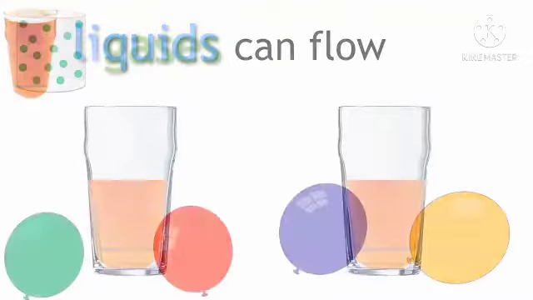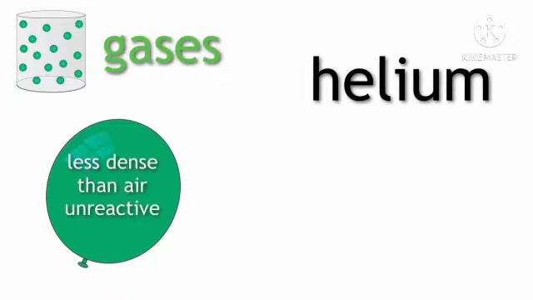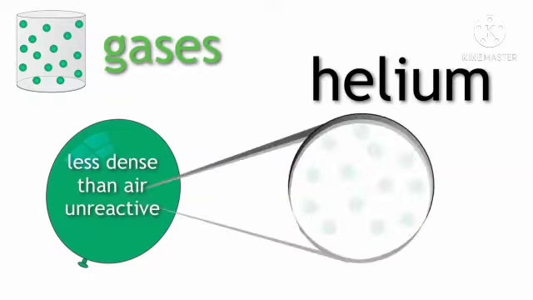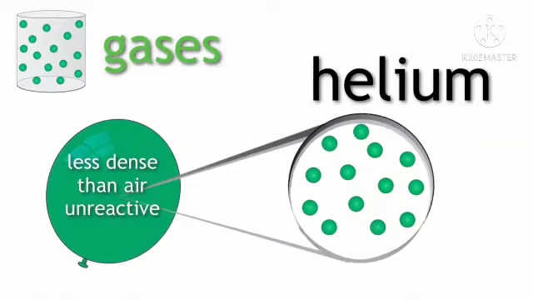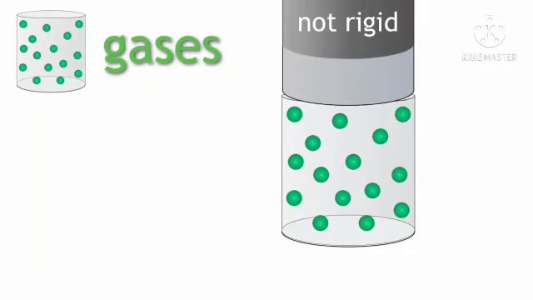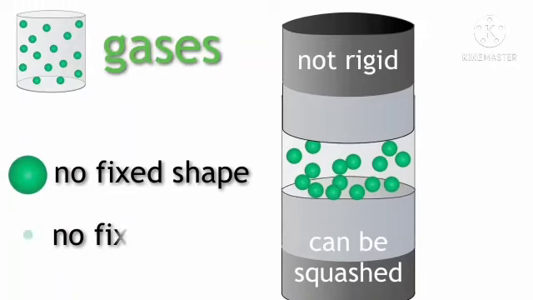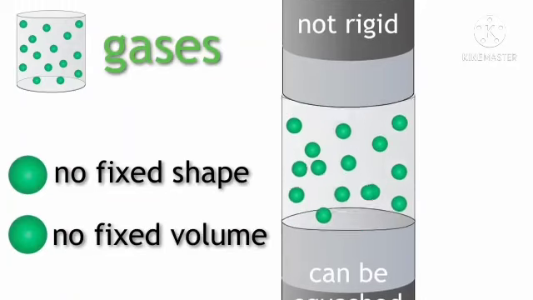Finally, let us look at gases. An example of a gas is helium. This is the gas in party balloons, because it is less dense than air and unreactive. Again, as with solids and liquids, the properties of gases depend on how the particles in gases are packed. Unlike solids and liquids, the particles in gases are not closely packed, they are far apart. As a result, gases are not rigid and can be squashed or compressed. They do not have a fixed shape nor a fixed volume. They fill the whole space they are in.